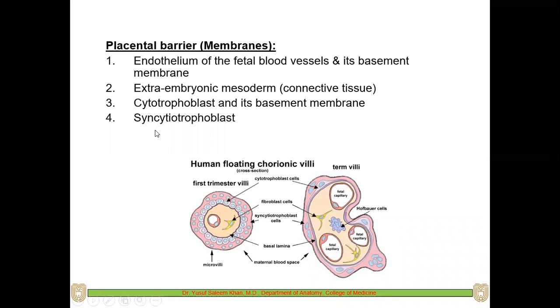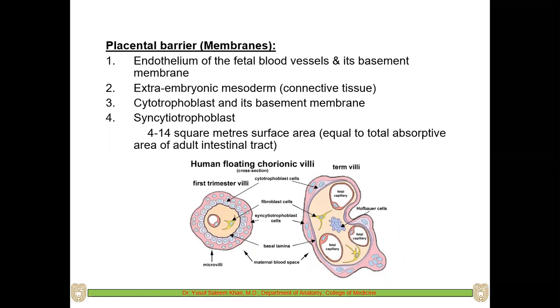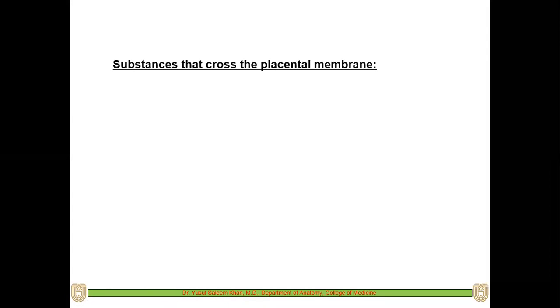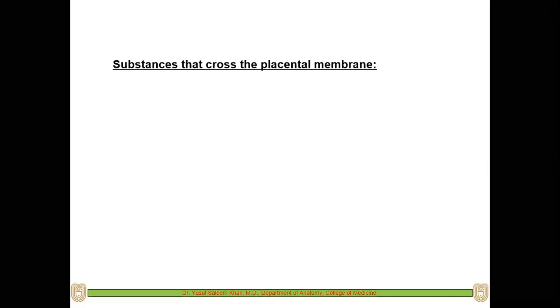So these are the four layers which form the placental barrier or membrane, and this is almost 4 to 14 square meters in surface area, equal to the total absorptive area of the adult intestinal tract. As I said, it is almost the size of that of the intestinal tract as well as the respiratory tract. So that is the size of this surface area. Now, I said this is the barrier. Barrier means it will prevent any substance from passing through it.